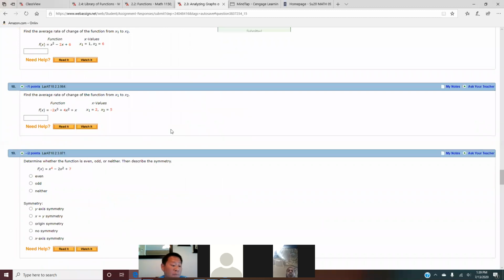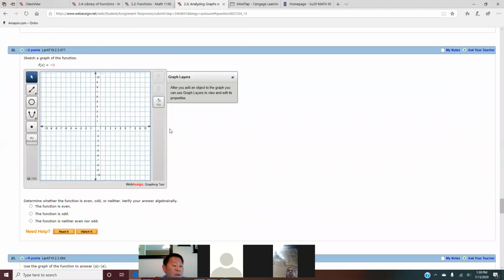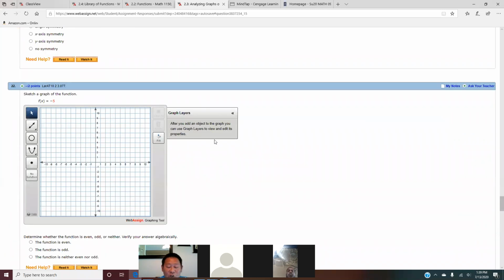We're going to go on to number 22 first before we go to 23. Now this is one that's sketching a graph, so I want everyone here to pay attention, because this is where, yeah, I'm doing 23.